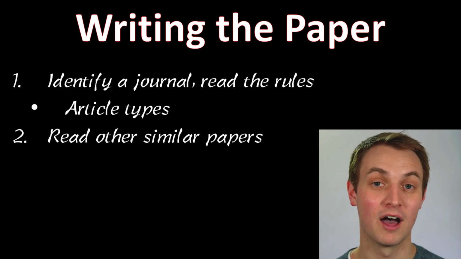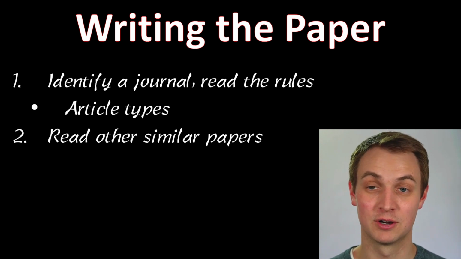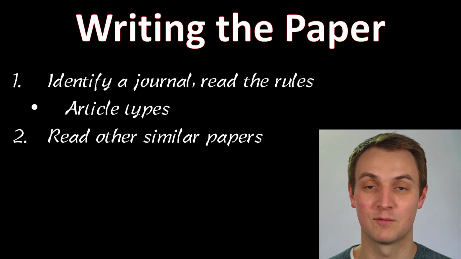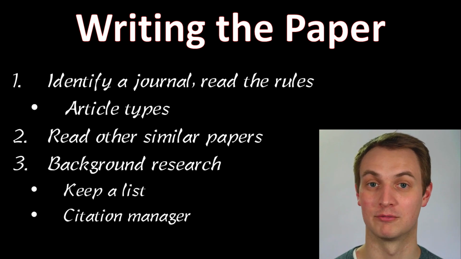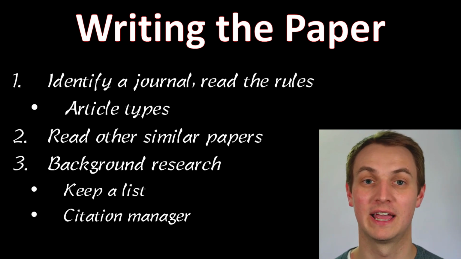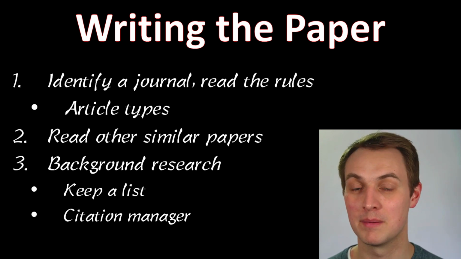The next thing would be to read other similar papers. I would start with that journal, and if you chose a case report, look at case reports in that journal and what people are publishing and what it looks like. That'll give you a good sense, especially if you're new to this, of what it looks like and how you can be more involved in that. And then start background research. You want to start keeping a list of everything that is related to this topic. I think it's a good way to just find out what's out there, what research people have already done.